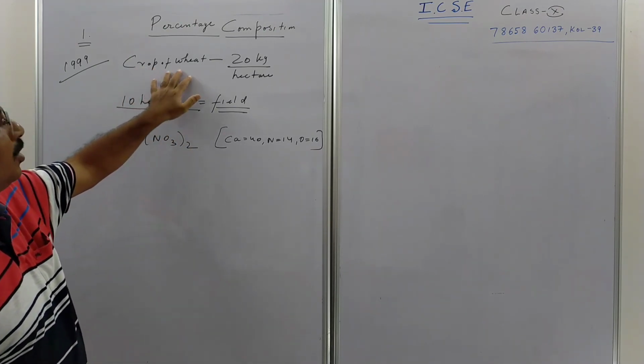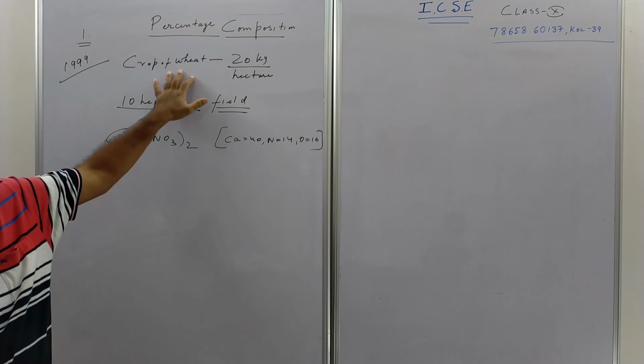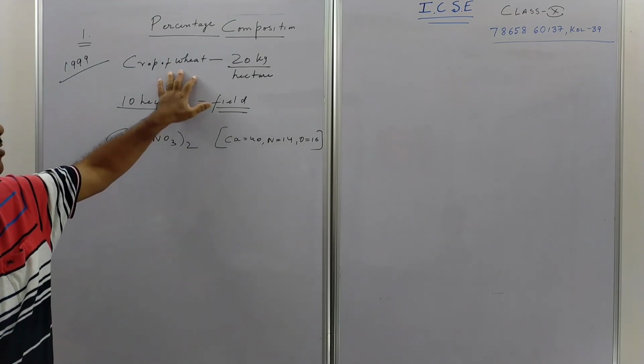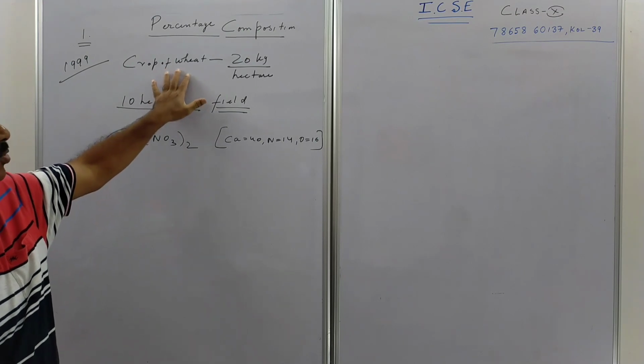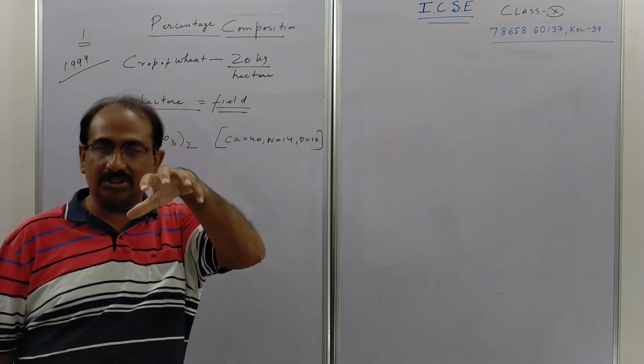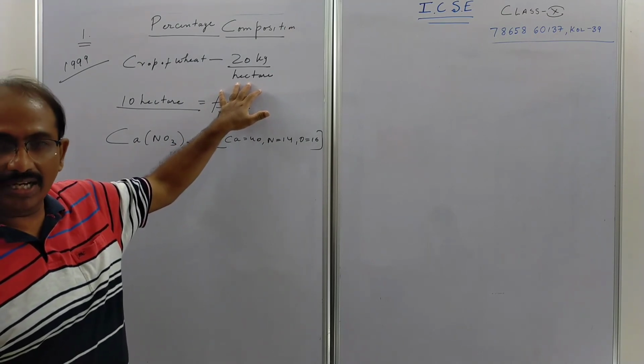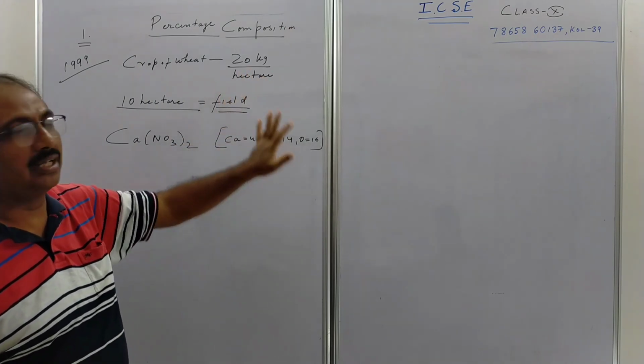So there is a crop of wheat. This is very close to reality. In Punjab, Haryana, and maybe in Bengal, we grow wheat. 20 kg of pure nitrogen is required as a fertilizer, as an ion, per hectare of the field.